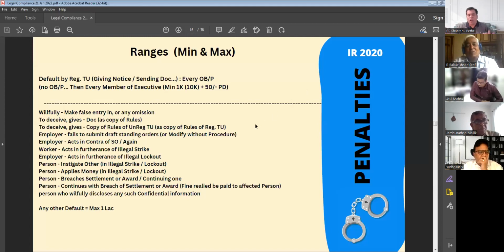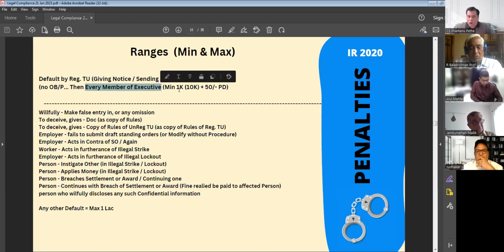Industrial Relations Code. Okay. So there are certain other penalties, and I'm just rushing through them, so you should be aware of these. Default by a registered trade union: what kind of default? Giving notice or sending a notice or document. Every office bearer or person charged who failed to give the notice will be penalized. If there is no office bearer or person in charge, then every member of the executive committee of that trade union will be liable for that default and will be penalized.